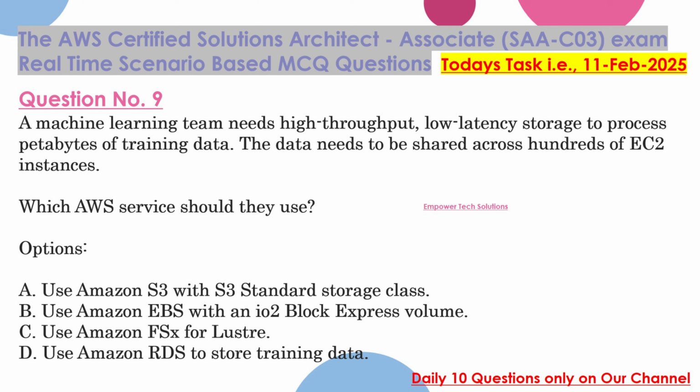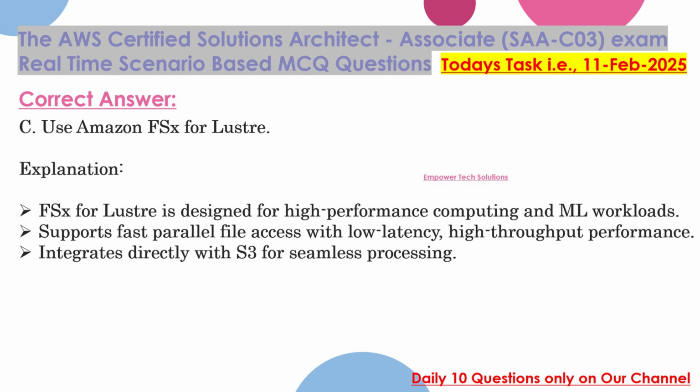C. Use Amazon FSx for Lustre. D. Use Amazon RDS to store training data. Correct answer: C. Use Amazon FSx for Lustre. Explanation: FSx for Lustre is designed for high-performance computing and ML workloads. Supports fast parallel file access with low latency, high-throughput performance. Integrates directly with S3 for seamless processing.